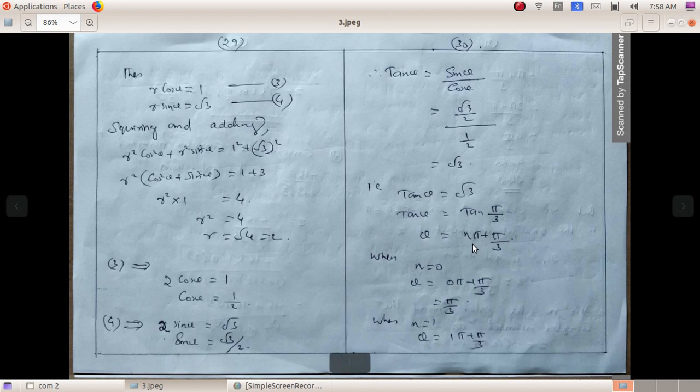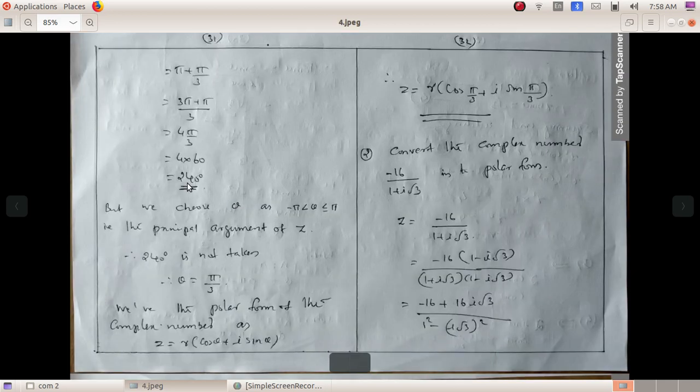And we can find different values for theta by varying n. What happens when n equals 0? 0 pi plus pi by 3, that is pi by 3. When n is equal to 1, 1 pi plus pi by 3. After simplification we get 240 degrees. That is, 1 pi means pi plus pi by 3. Cross multiplication gives 3 pi plus pi, over 3, which is 4 pi by 3.